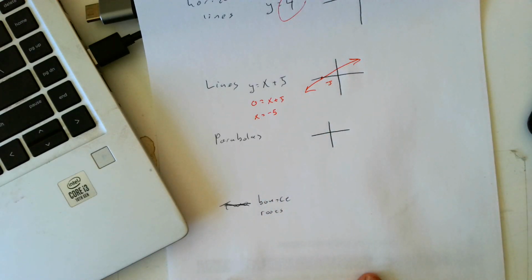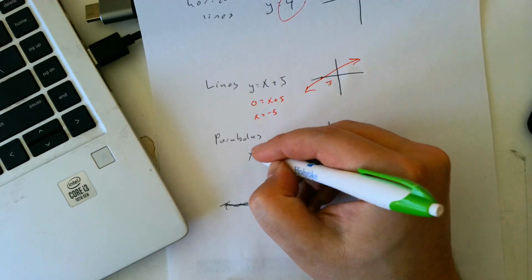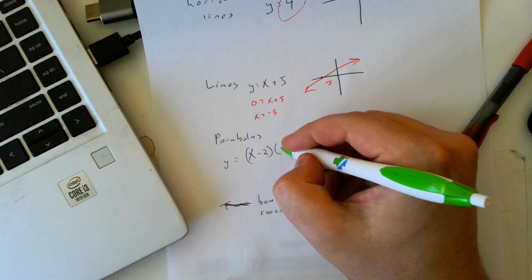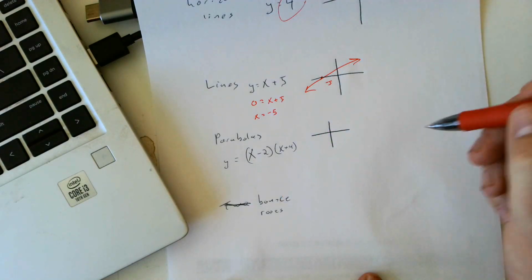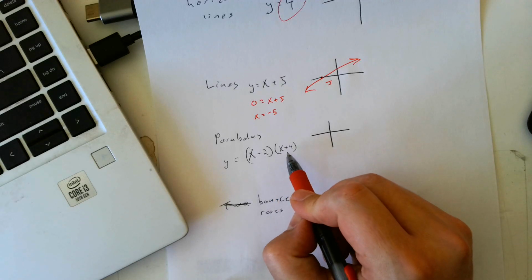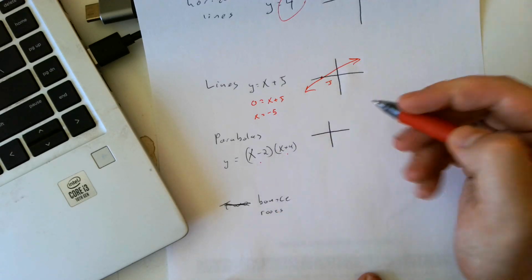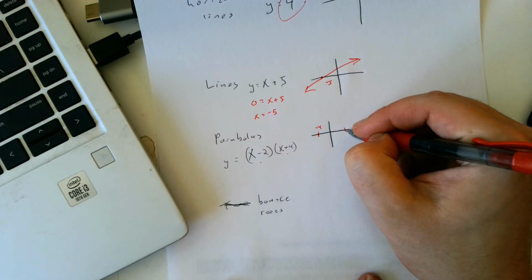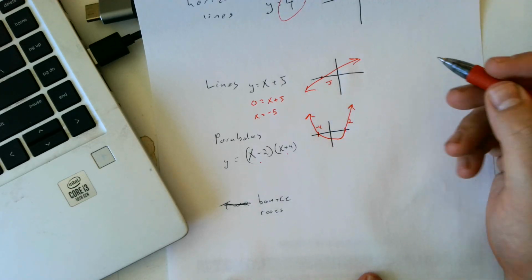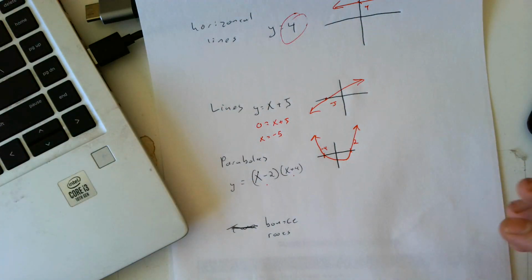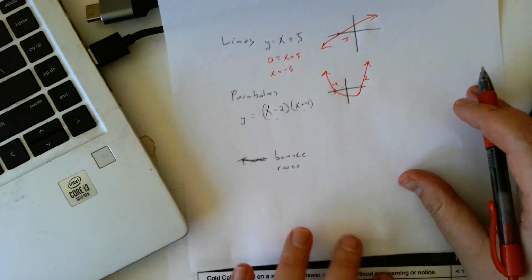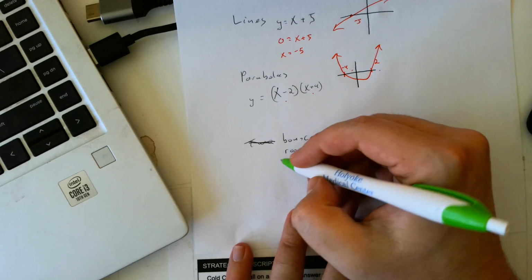Parabolas. Oh, I didn't give myself an equation. Let's do y equals x minus 2 times x plus 4. The parabola is the more swooping shape. I'm going to go through negative 4 and positive 2, so I'm just swapping those. If you don't have notes, take a photo of this. As long as I go through positive 2 and negative 4, I'm fine. Bounce roots with parabolas.